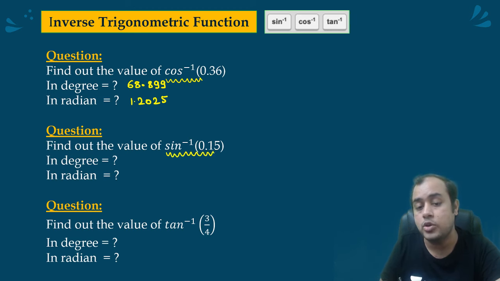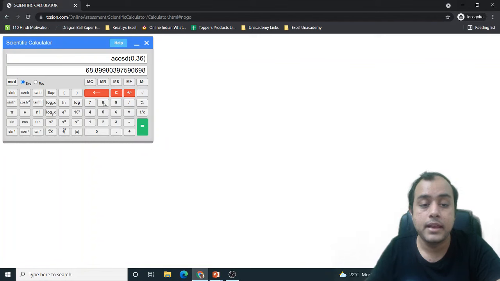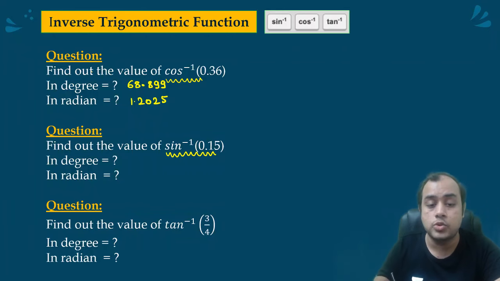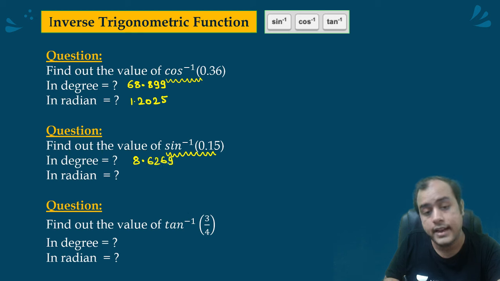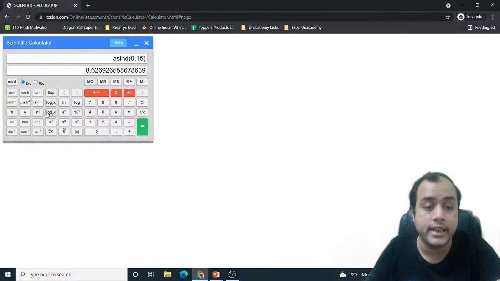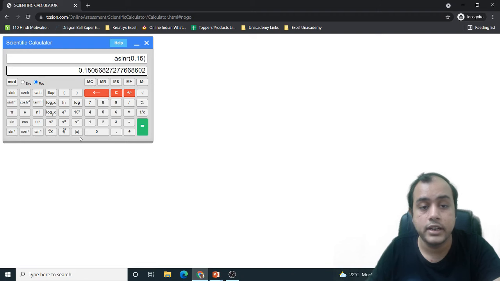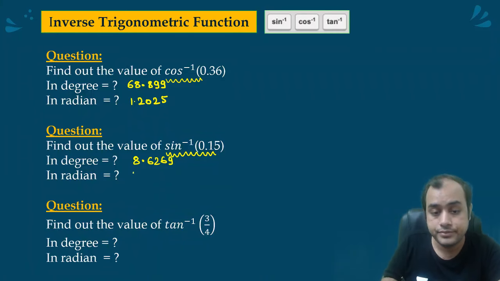Sine inverse 0.15. Clear it. Enter 0.15. Sine inverse of it in degree 8.6269. In radian I'll have to do it again. 0.15. Now I'll go in radian. Sine inverse 0.1505.